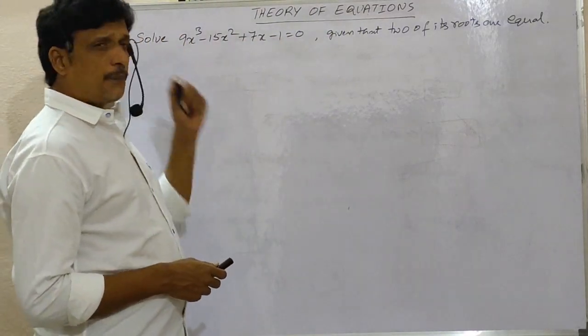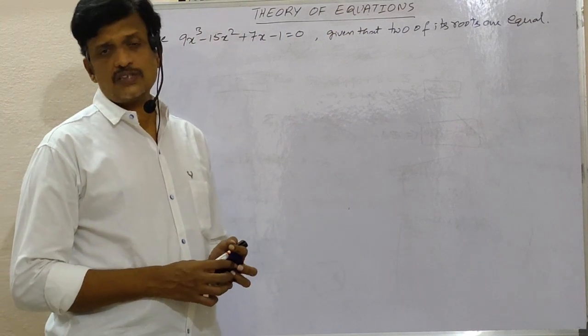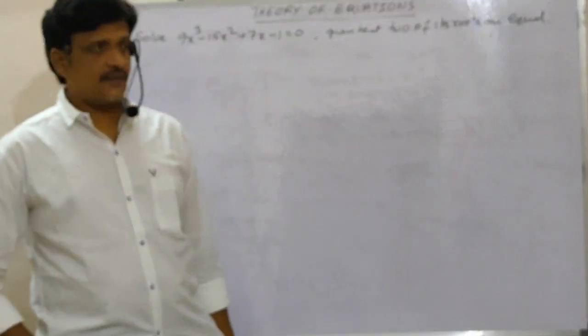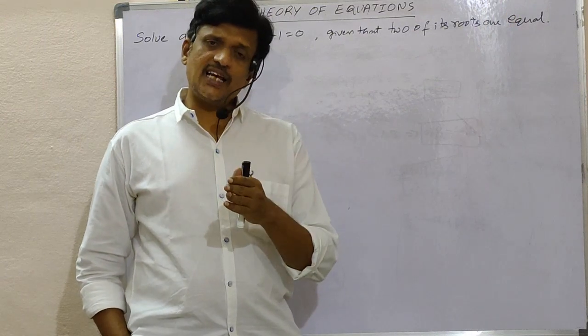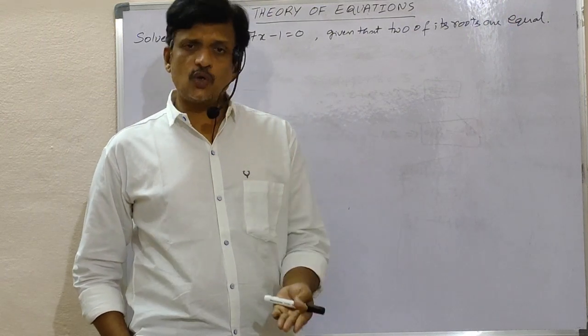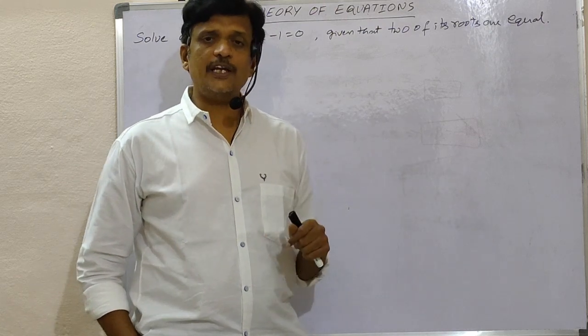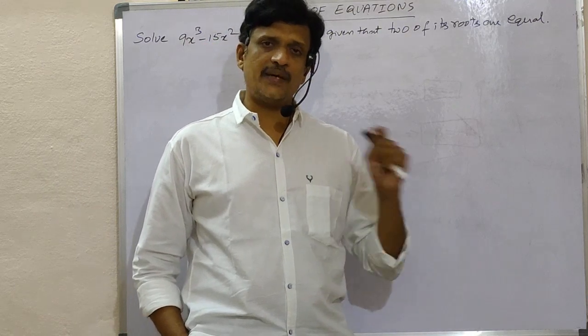Since it is a cubic polynomial, it has three roots. Usually the roots are alpha, beta and gamma. But here it is given that it has two equal roots. So if the first root is alpha, then the second root is also alpha, equal to the first one. The third one is beta. So no need to take any gamma here. It is better to consider the roots like this: alpha, alpha, beta.